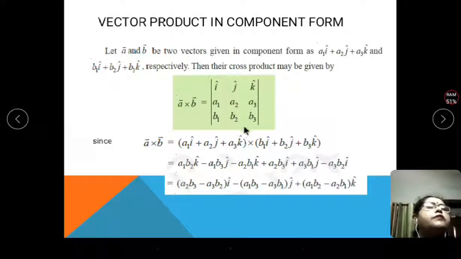How do you get the value of the determinant? I hope everybody remembers. If we do the multiplication starting with the elements of the first row, with i over here, we do this cross multiplication a2b3 minus a3b2. So this is this term. Then with j we take a minus sign and then cross multiplication a1b3 minus a3b1, and with k, a1b2 minus a2b1. So this shows that a cross b is given by this determinant.